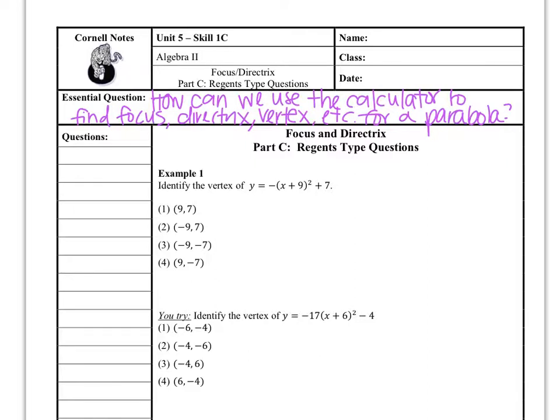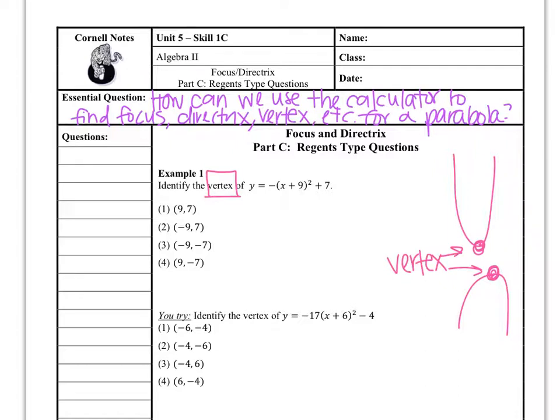So for these first two, we can actually find the vertex very easily just by using our knowledge of transformations. So the vertex of a parabola, remember, is that point that's at the very bottom or the point that's at the very top. Okay, so these are both the vertexes or vertices of the parabola. So we want to identify them using this equation.